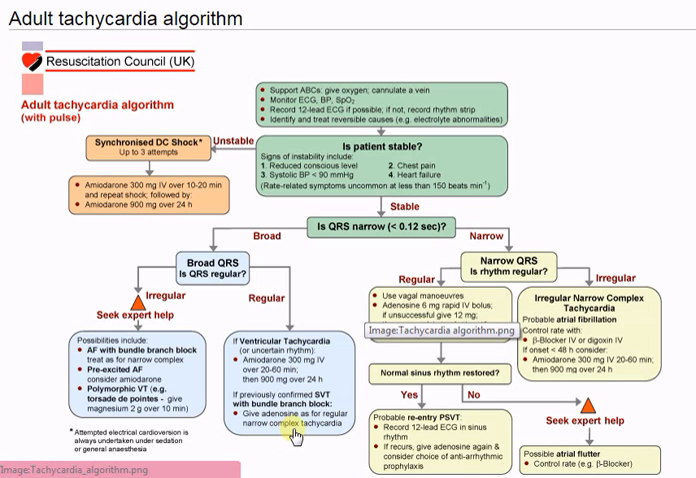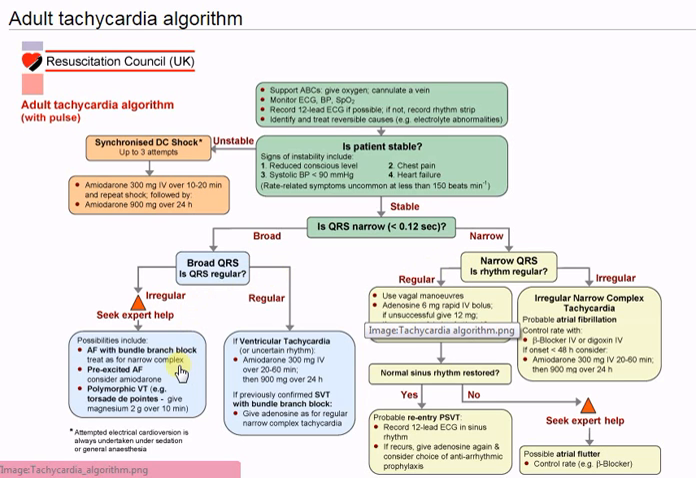But what do you do if the broad QRS is irregular? If maybe the patient has AFib, atrial fibrillation, but also has a bundle branch block. So you do like a narrow QRS. We will talk later.